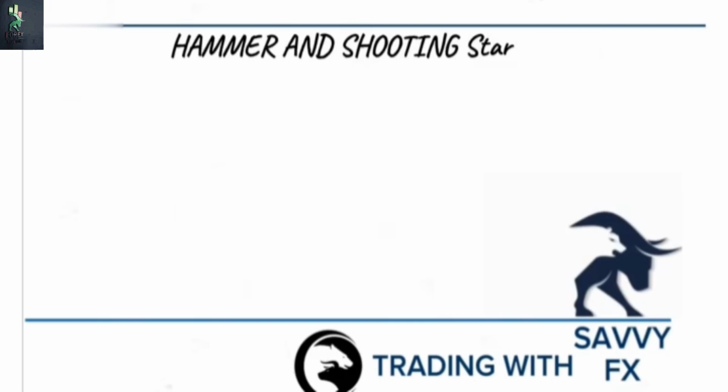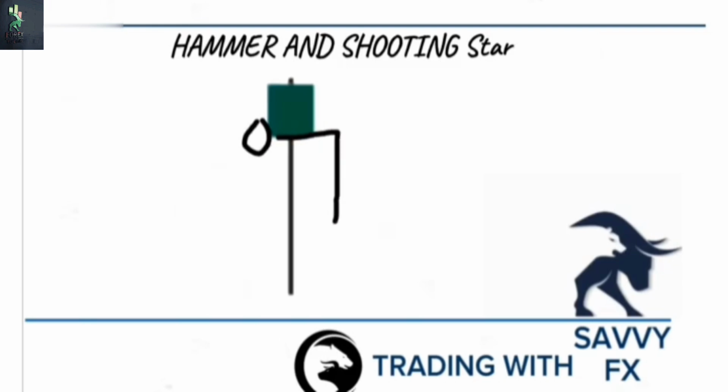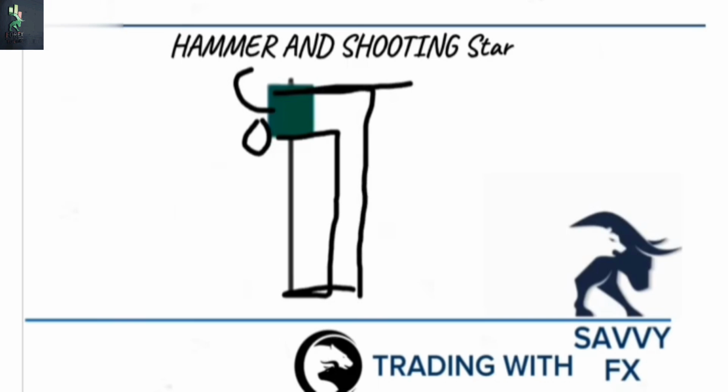Hammer and shooting star candlestick pattern. Now let's take a look at the hammer. The hammer is a bullish reversal pattern because it shows price rejection in the market, specifically the rejection of lower prices. If you look at this example, the price opened here, and at one point, the sellers were in control, pushing the price lower near the lows of this section. However, buyers stepped in, pushed the price higher, and closed near the highs. This is a sign of strength, a rejection of lower prices. And that's what a hammer represents.